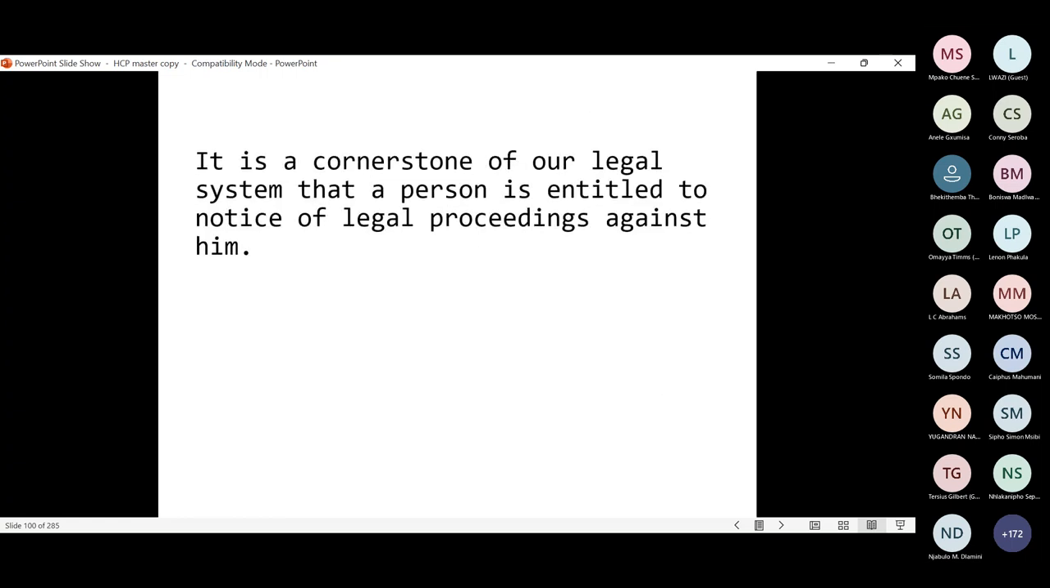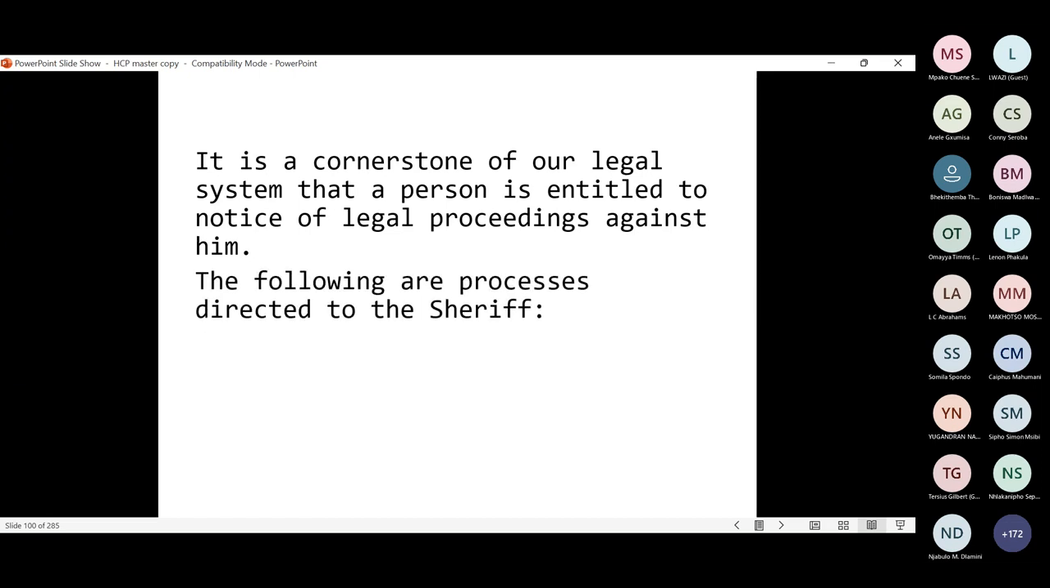Now, it is a cornerstone of our legal system that a person is entitled to notice of legal proceedings against him. We did this on our first night. Cornerstone of our legal system, the Audi Alteram Partem rule. The person must know legal proceedings are being instituted against you and what it is. Right. So the following processes usually is what the sheriff will serve.